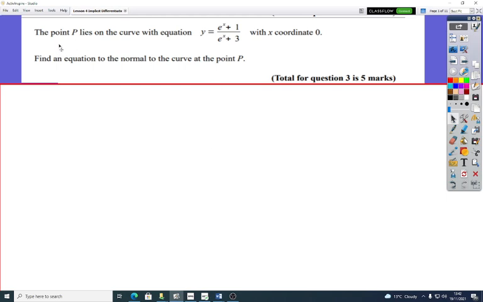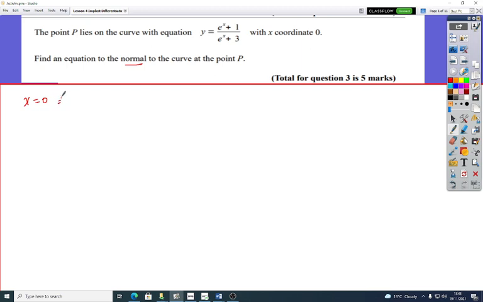Right. The point P lies on this curve with x coordinate being 0. Find the equation of the normal to the curve at point P. Right, so first of all, we know that P lies on that curve when x equals 0. So when x equals 0, let's just quickly find out what y equals.